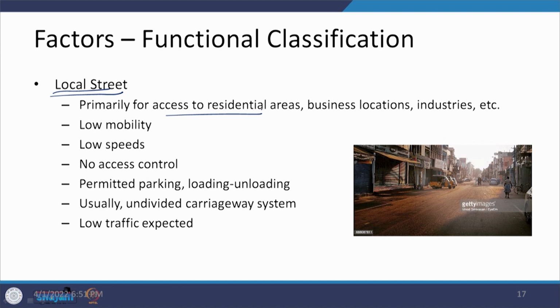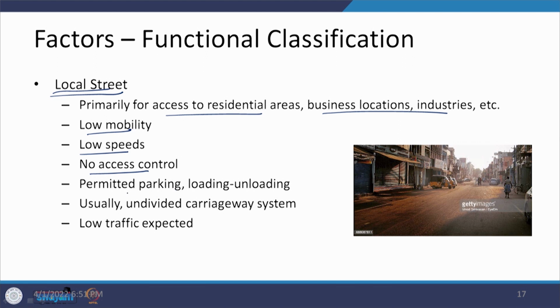So, they are going to provide access to the residential areas or to the business locations or industries in that particular area. Those types of streets are there. The mobility is going to be quite low. That means the speeds are quite low. There is not going to be any access control in this. People are free to utilize them in any manner, but of course, that should not create an impact to the traffic which is moving on that road.